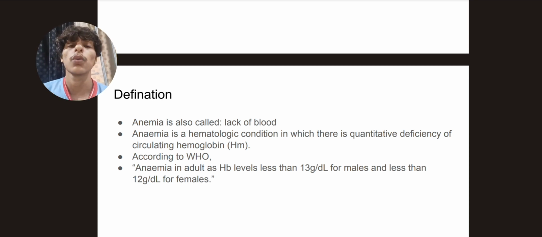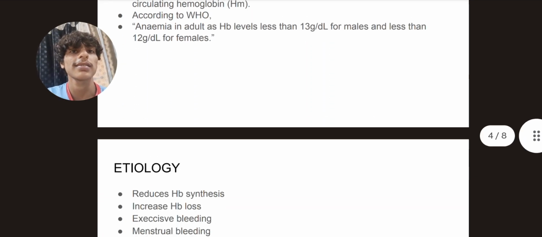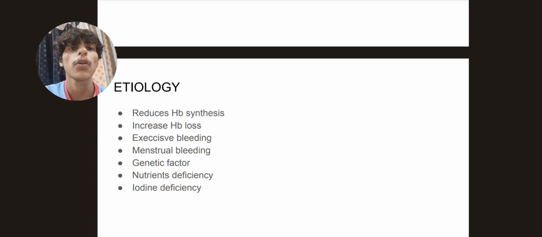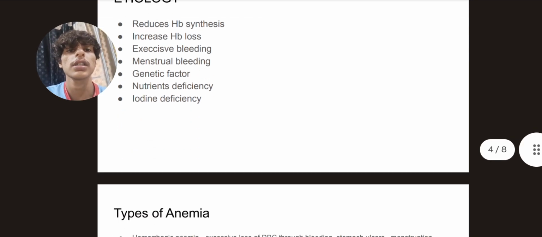Now let us move towards the etiology. Etiology means basically causes. So let us see the causes. The first main cause would be reduced counts of hemoglobin. Then there would be increased loss of hemoglobin. There would be excessive bleeding. Then menstrual bleeding, genetic factors, nutrition deficiency like iodine, which is mentioned last, iodine deficiency, which is a component of hemoglobin. Now these were the causes.